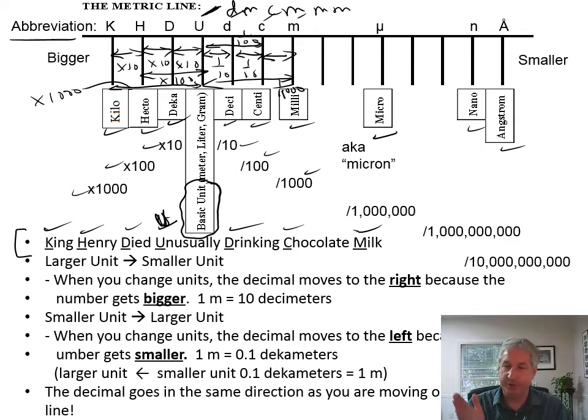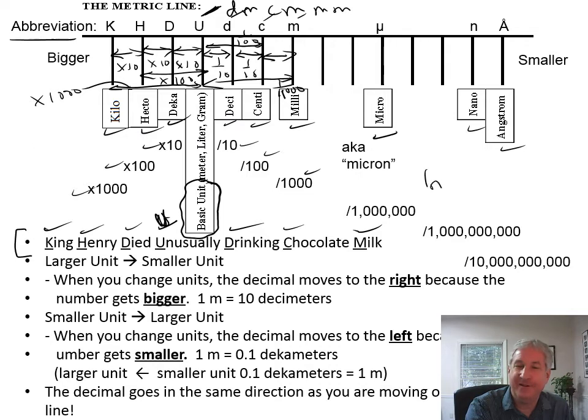Going from a larger unit to a smaller unit, the decimal point moves to the right, because the number gets bigger. And if you're going from a smaller unit to a larger unit, the decimal point moves to the left, because the number gets smaller. So like 1 meter is equal to 0.1 decameters. 1 meter is equal to 0.01 centimeters. 1 meter is equal to 0.001 millimeters. I'm sorry, I did that wrong.